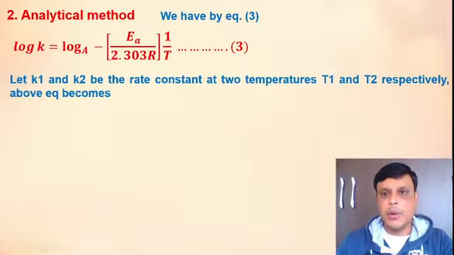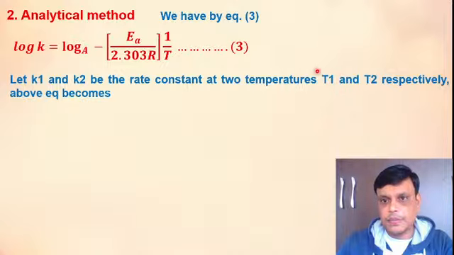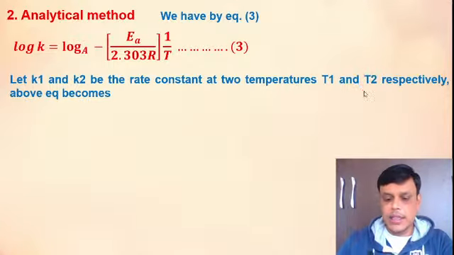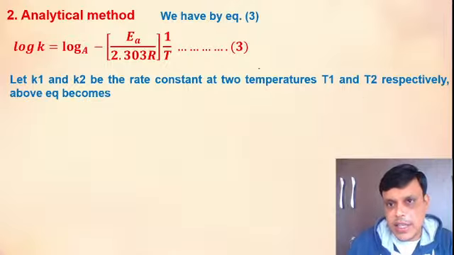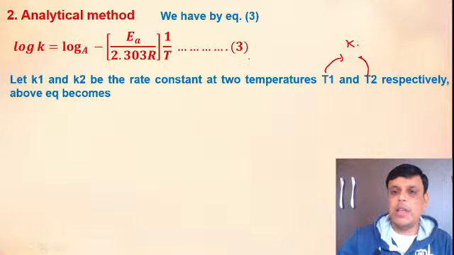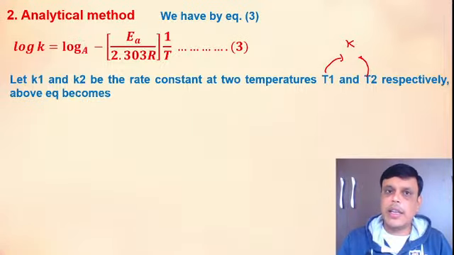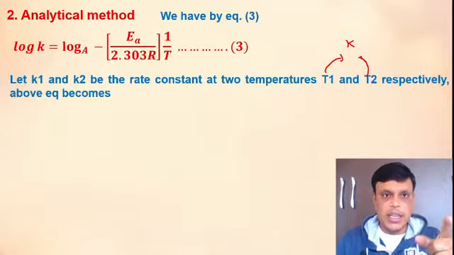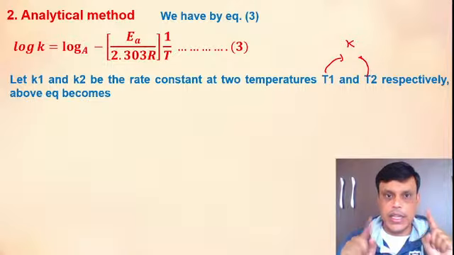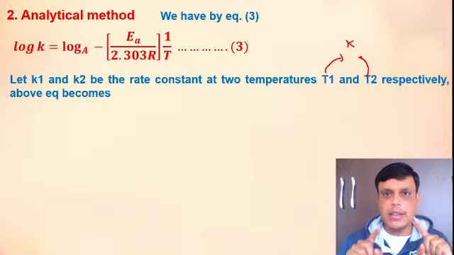Now for example, there are two temperatures, T1 and T2. Here I have written T in capital letters in both temperatures. That means this temperature is in Kelvin. Please remember this. If small t is there, then the temperature is in degrees Celsius. Here in this equation capital T is there, that's why you have to take the temperature in Kelvin and not in degrees Celsius.